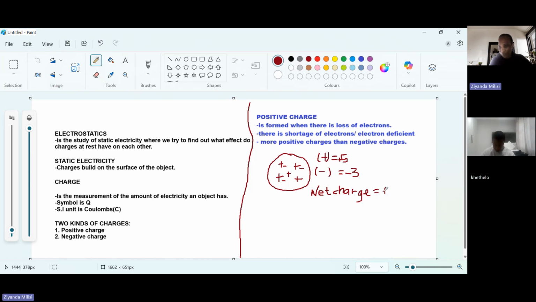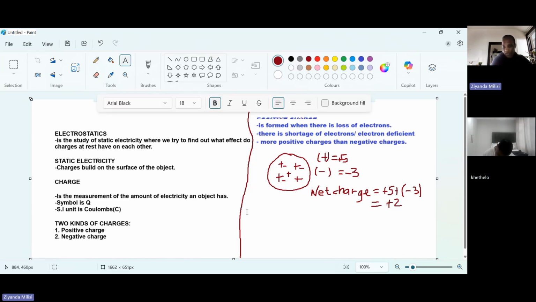It's +5 plus -3. What is the answer? It's going to be +2. So you can see this object has got more positives than the negatives. It means next to this positive, an electron was removed, was taken away. Okay, are we together?